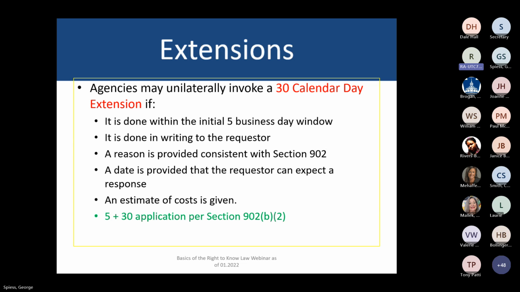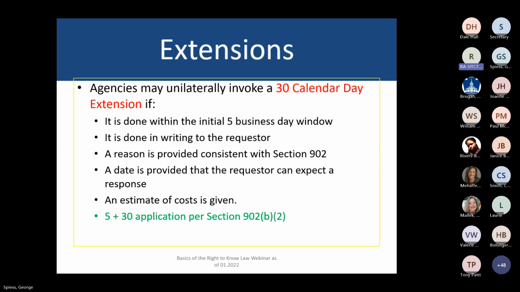So you've got your 5 business days, and then you can tack the 30 calendar days onto the end of those. Okay, and that's how long the agency has to respond to a right to know request. Now, if someone submits a request and the records are readily available and clearly public, please do your best to get them out right away.